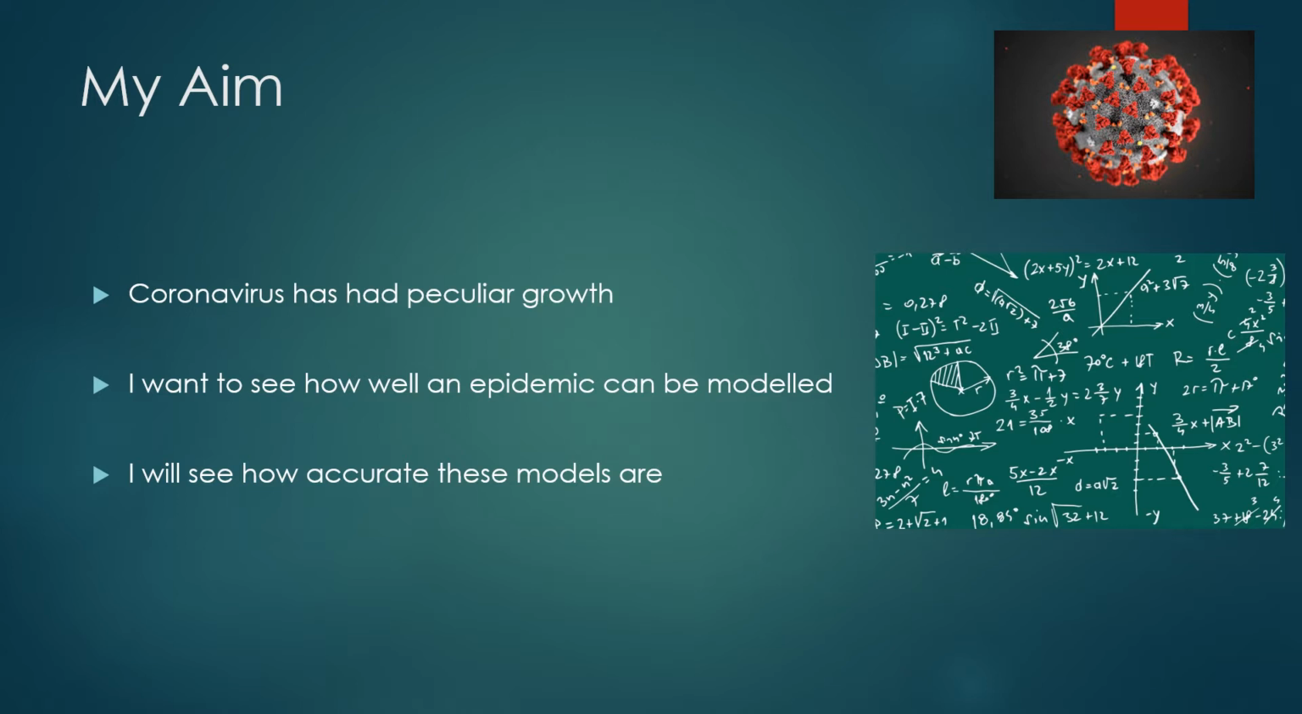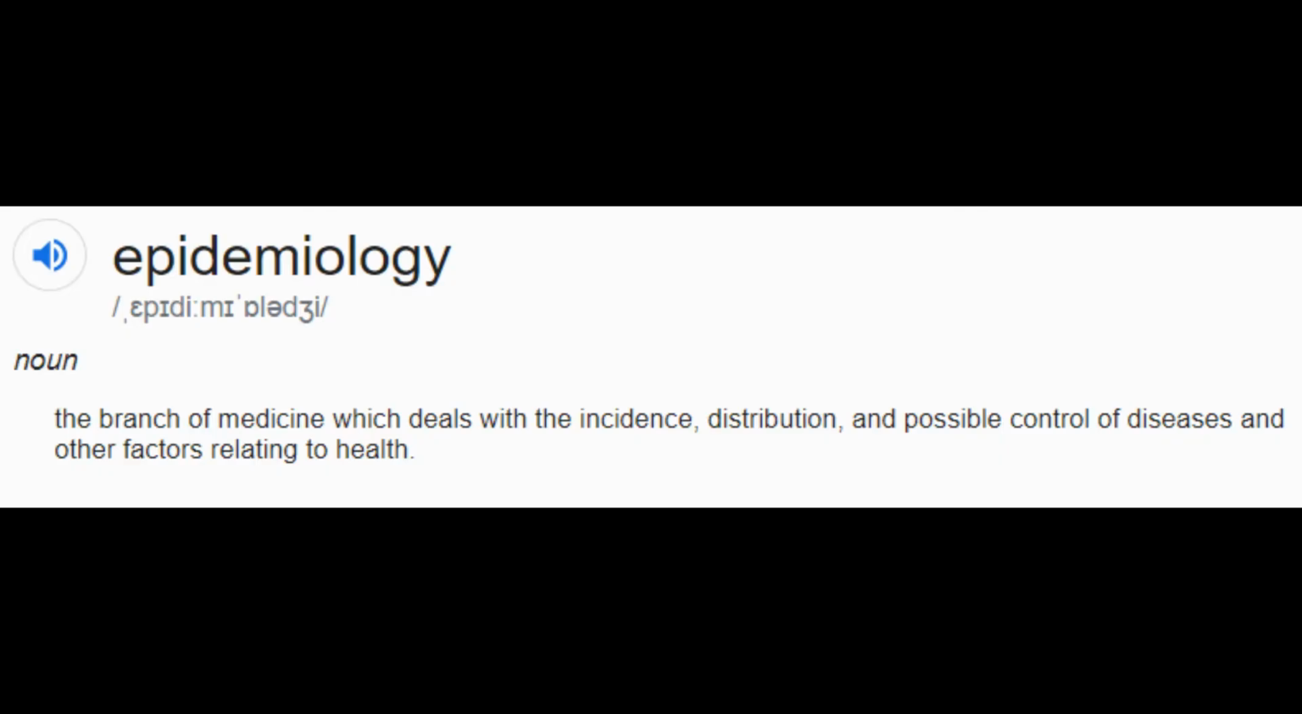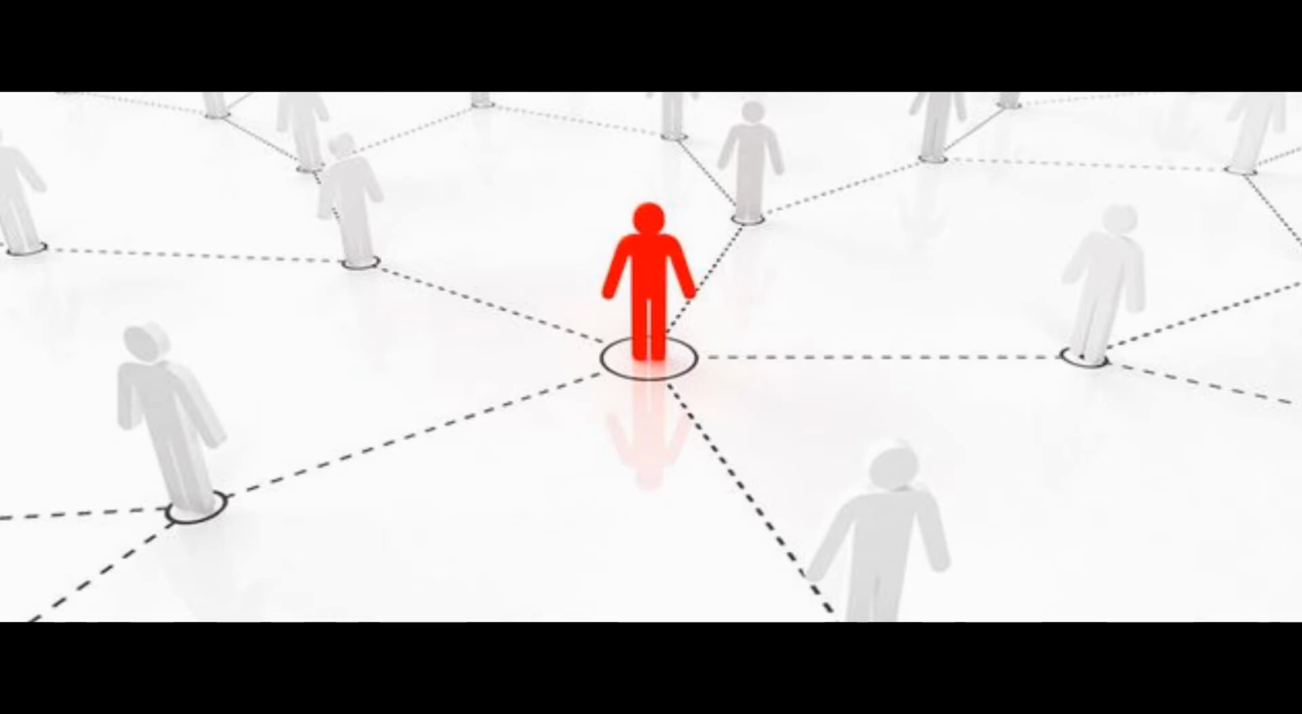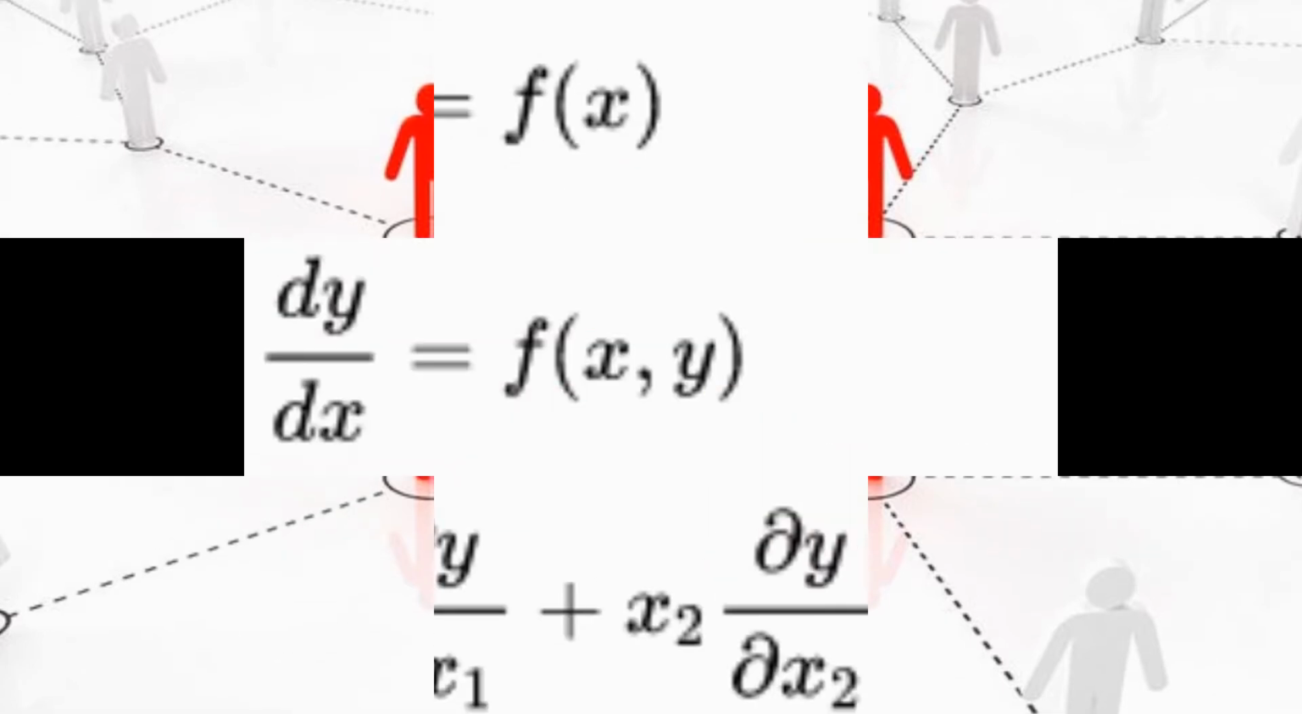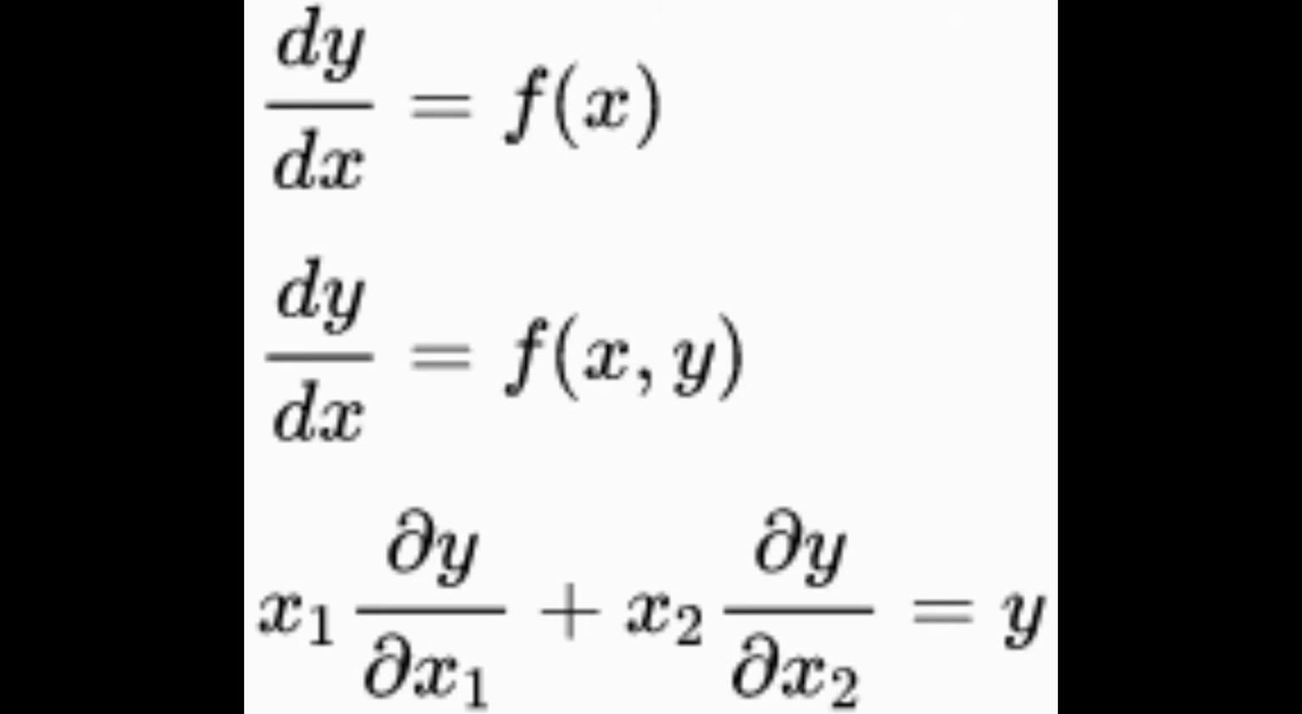So to start off with, I'm going to be talking about epidemiology. Epidemiology is a branch of medicine that looks at the spread of diseases, their distribution, and how to control them. Now there's lots of maths within epidemiology, such as calculating differential equations, and using different models to predict the outcome of an epidemic, and calculating the probability of recovery for a patient. So these are all interesting things that we need to take into account when we're looking at epidemics.